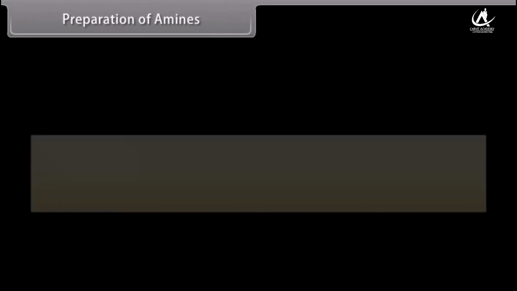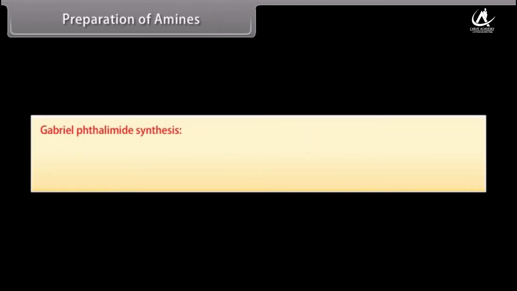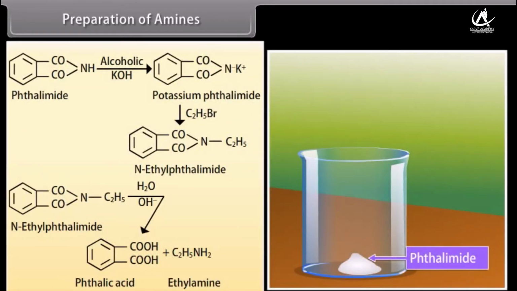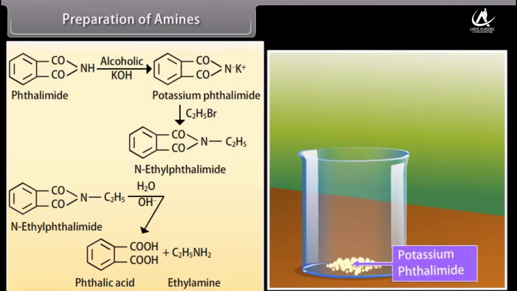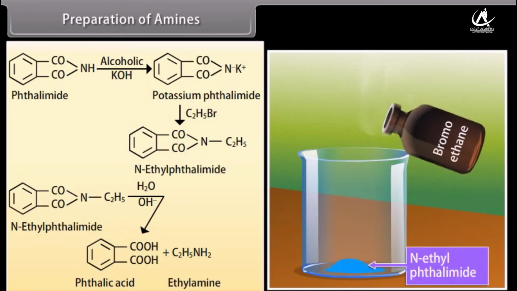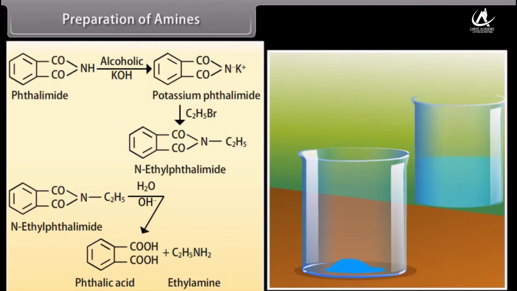Preparation of amines. Gabriel phthalimide synthesis. In this process, phthalimide is reacted with alcoholic KOH to get potassium phthalimide, which reacts with alkyl halide to form N-alkyl phthalimide, which on basic hydrolysis gives primary amine and phthalic acid. For example, phthalimide reacts with alcoholic KOH to get potassium phthalimide, which reacts with bromoethane to form N-ethyl phthalimide, which on basic hydrolysis gives ethylamine and phthalic acid.